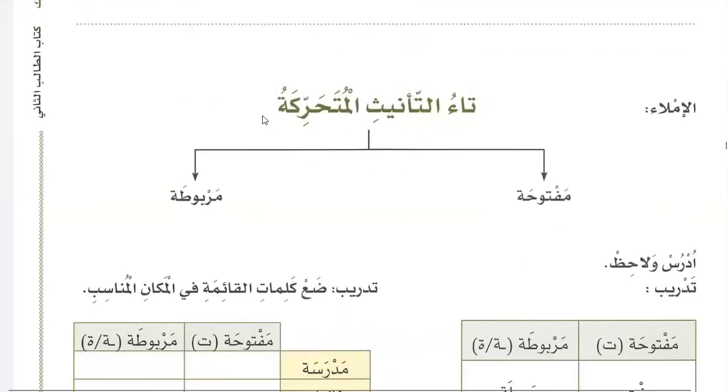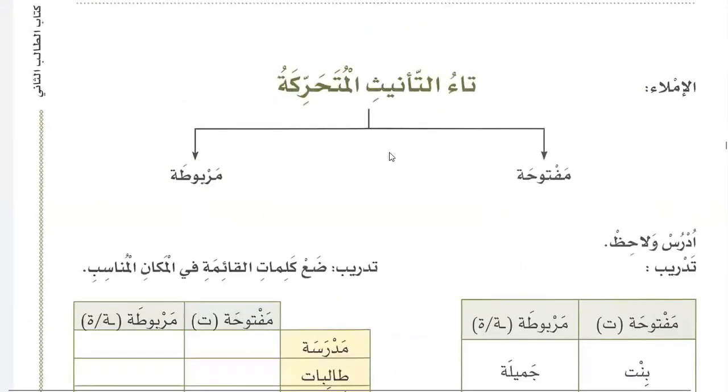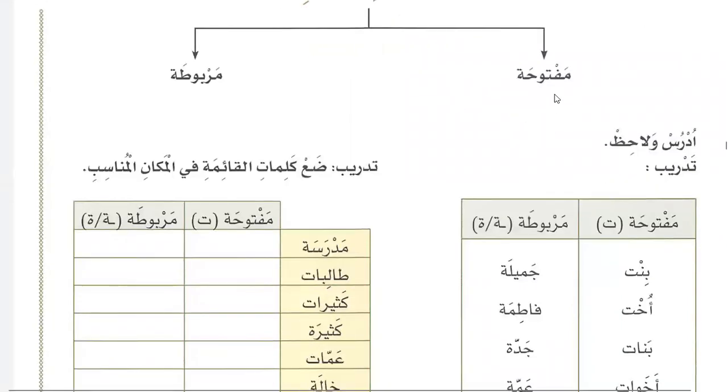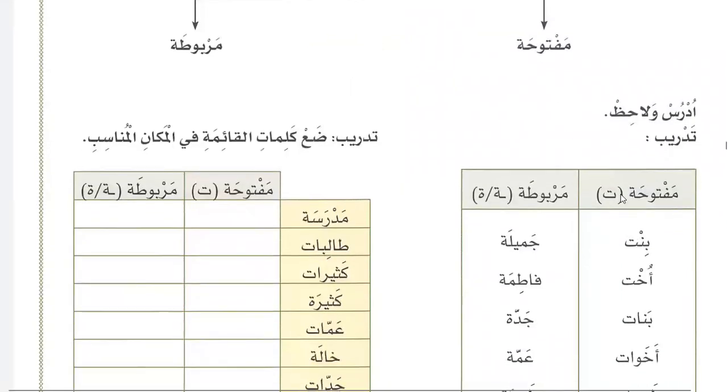Ta'u ta'nith il mutaharrika. Ta of femininity, mutaharrika, with vowel. So here we read that ta, which has a vowel with it, and it has two forms: maftuha, meaning open, and marbuta, meaning attached, connected, closed. So this type of ta is called maftuha, and this type of ta is called marbuta.